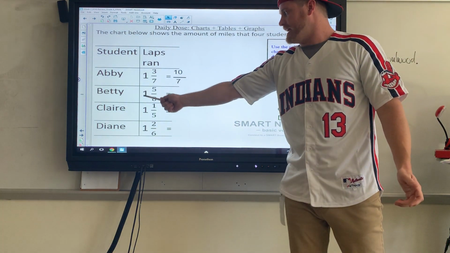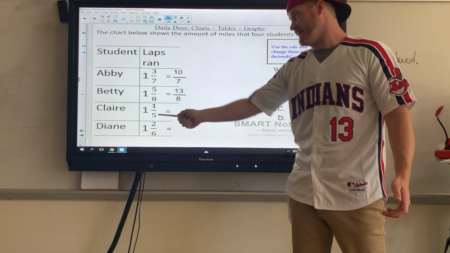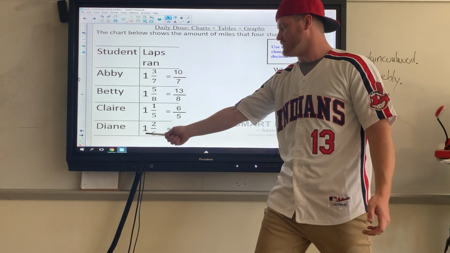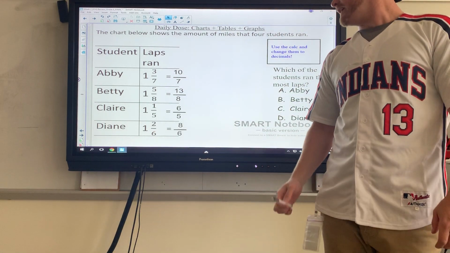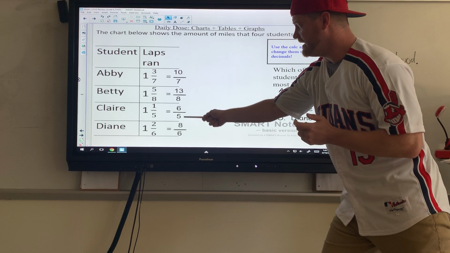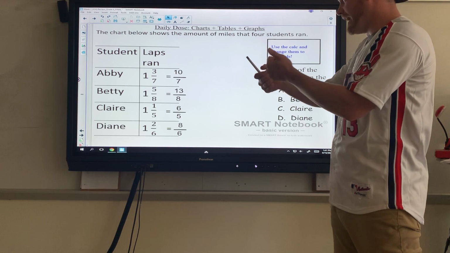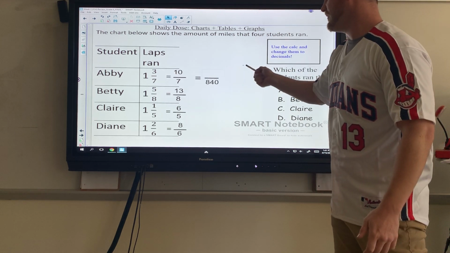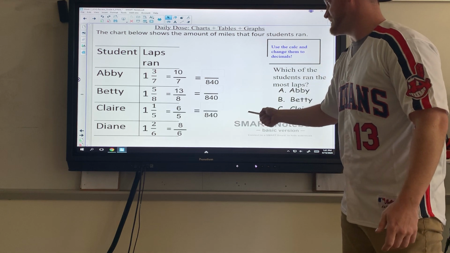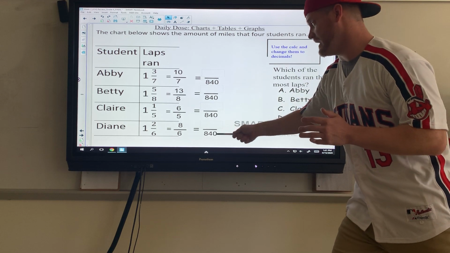Same process here. 8 times 1 is 8, plus 5 is 13, so that'd be 13 over 8. 5 times 1 plus 1, 5 is the same, so that'd be 6/5. 6 times 1 is 6, plus 2 is 8, so that would be 8 over 6. Now, in order to compare fractions, they all have to have the same denominator. So we would have to find the least common multiple of 7, 8, 5, and 6. That's going to take a lot of work, and if you actually work it out, which I'm not going to make you do because it takes forever, you'd find out that the least common multiple is going to be 840. So notice that all the fractions now have 840 as a denominator.